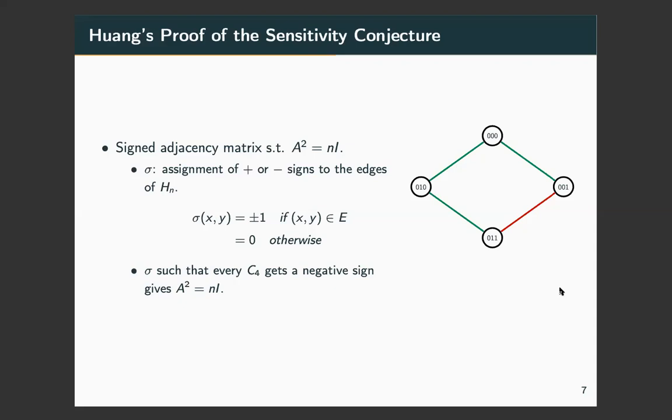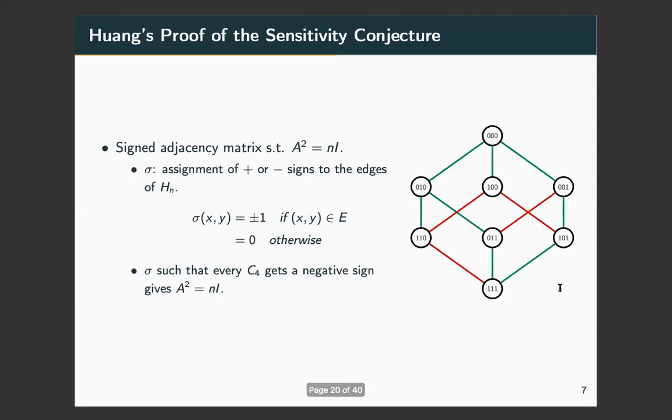The figure shows how such a sigma can be inductively constructed. A red edge denotes a negative sign and green denotes positive edges. Take a smaller hypercube satisfying the property that every four-cycle is negative. Now take another copy of this smaller hypercube with all of its signs reversed. This retains the property that every four-cycle is negative. Connect the corresponding vertices in these two copies by a matching of positive edges. This hypercube now satisfies the property that every four-cycle in it is negative.